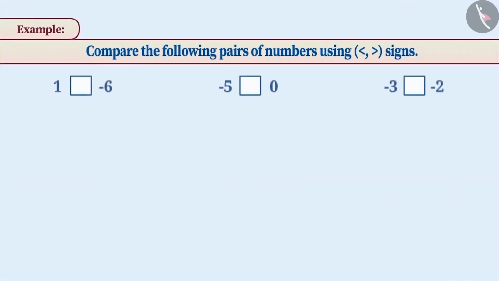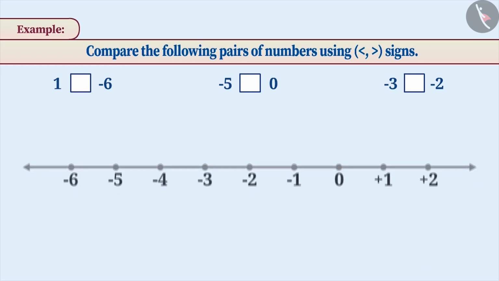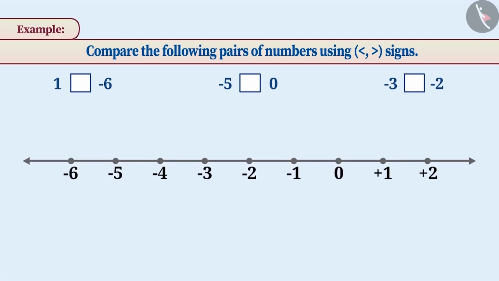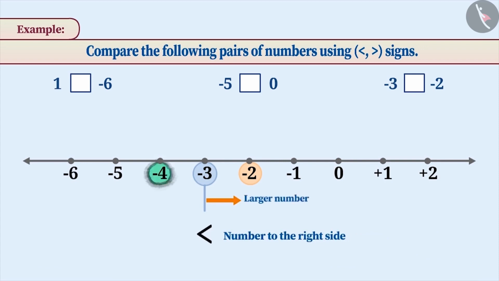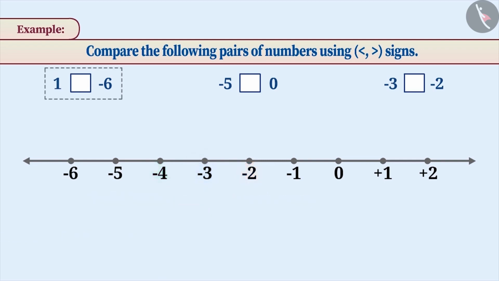Next example. Compare the following pairs of numbers using these signs. First of all, we have to compare the given numbers. Then, on the basis of comparison, we have to use the given sign. In order to do this, we will use the number line. If a number lies to the right side of another number on a number line, then it is the larger number of the two. Similarly, if a number lies to the left side of another number, then it is the smaller number of the two.